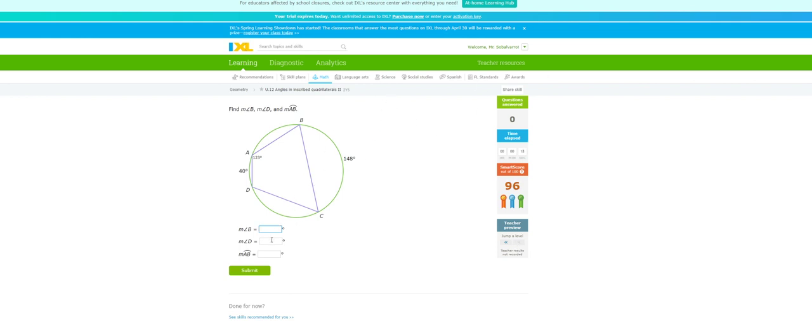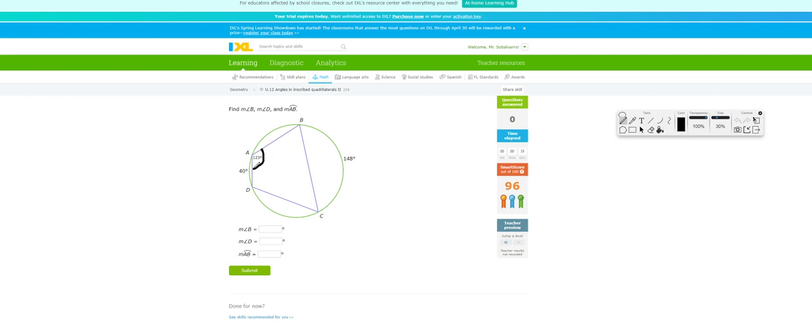This is asking you to find the measurement of angle B, angle D, and the arc AB. Okay, so let's do that. Now, in this case, I am going to always go with what they give you. They give you an inscribed angle. They give you this angle.